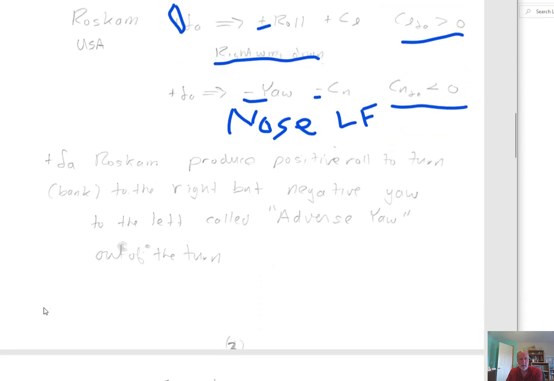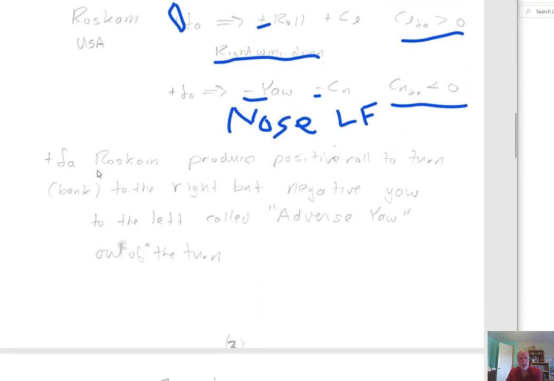Now, the important thing to realize, and now we're going to go back to the Roskam convention, because that's what we tend to use. Here, a positive aileron produces a positive roll, so that banks you to the right. And so when you bank to the right, you tend to turn. Usually you bank the airplane and you turn or bank to the right.